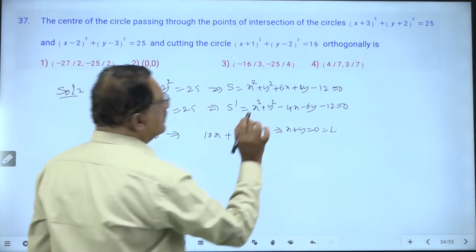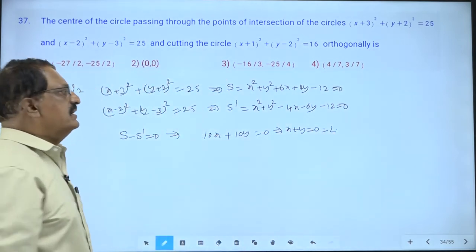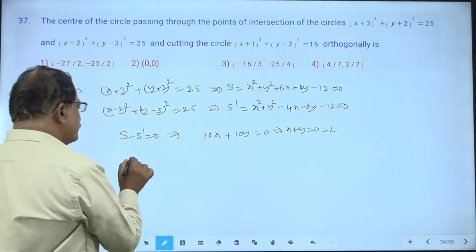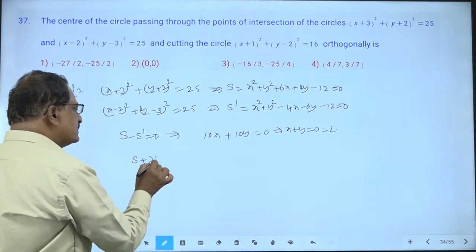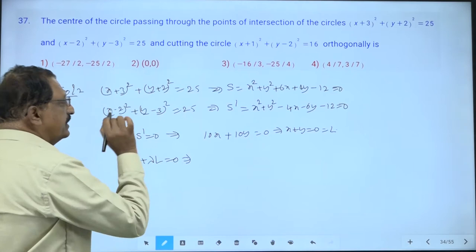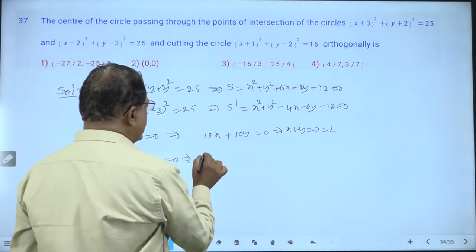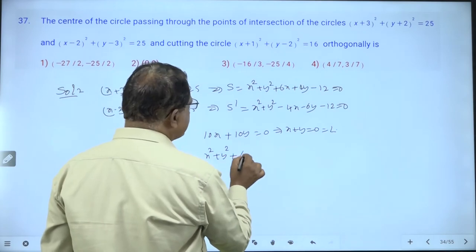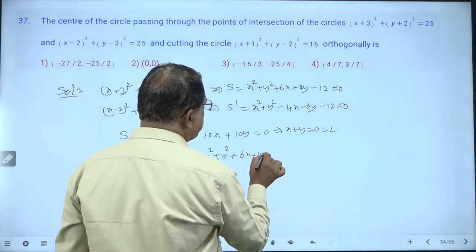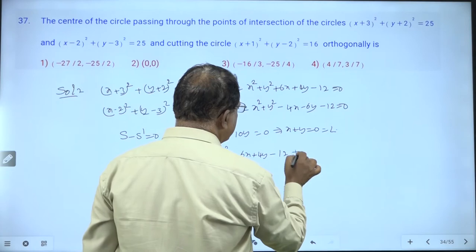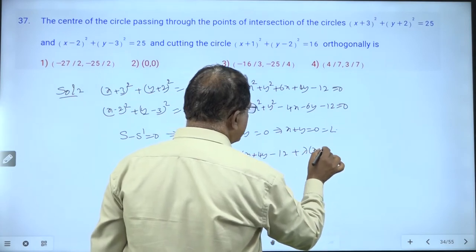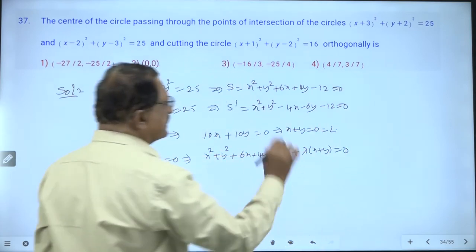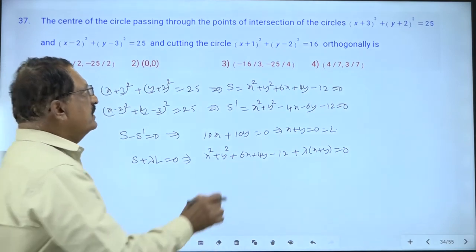It is considered L. The required circle equation must be in the form S + lambda L = 0. Now, what is the first circle? x^2 + y^2 + 6x + 4y - 12 + lambda(x + y) = 0.